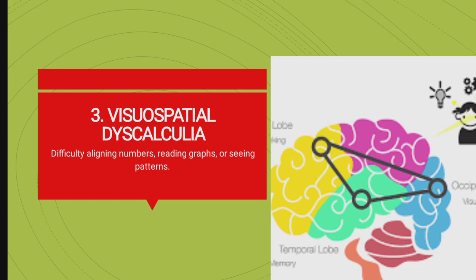And then number 3 is visual spatial dyscalculia. This is where the child or the individual has difficulty aligning numbers, reading graphs, or seeing patterns. Visual spatial actually means patterns. And if you recall, in this graph we talked about patterns. Basically, learning difficulty tends to work with patterning. And this is why you have to teach patterns. So I will show you how patterning affects those with dyscalculia.